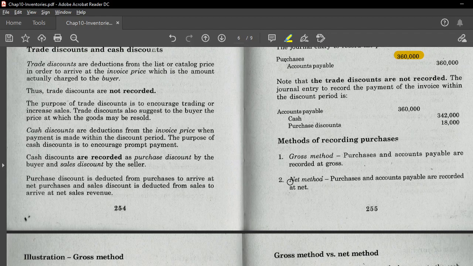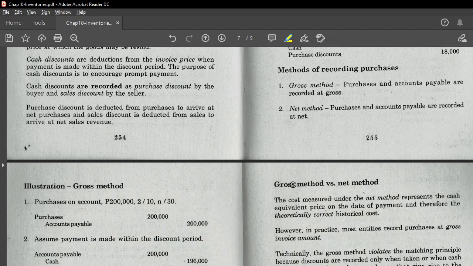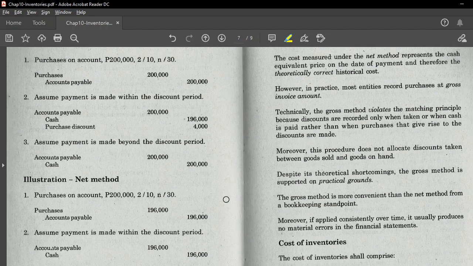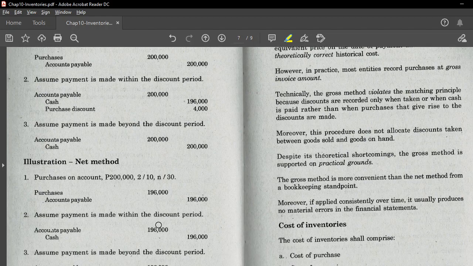Net method, however, is used kung feeling nimo kampante kang makabayad siya within the discount period, then you use net method. Okay, in that, gi-deduct na nimo dayon ang discount. So, grabe ka ka-optimistic in life. Feel nimo mubayad siya. But what if di siya mubayad?